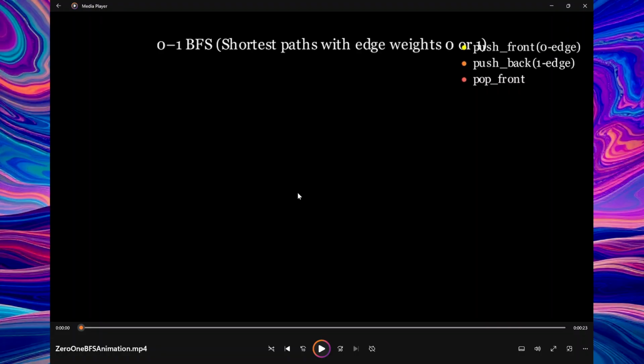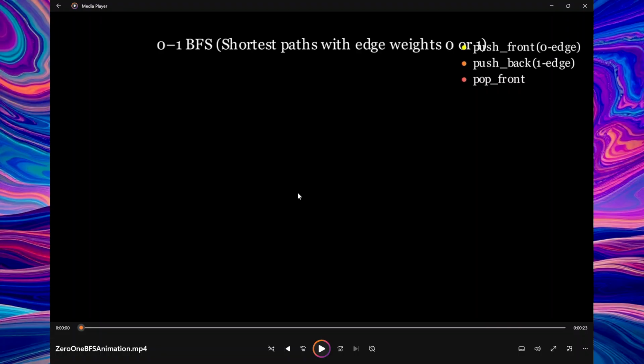graph. But what if we only have two weights, 0 and 1? This can happen a lot of times where, think of like a door is blocked and you have to use a key, or there isn't a door blocking you and you don't need to use a key, or something like that. Like that's an example of a graph with 0 and 1 weights.